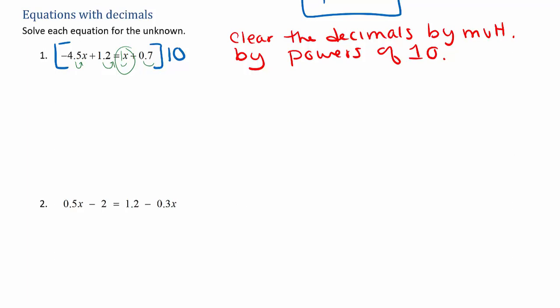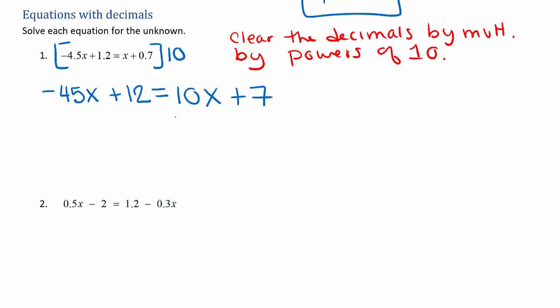Now I have to deal with that x term as well. I have to multiply the x term by 10 as well. So let's see what we get. When we multiply negative 4.5 times 10, that becomes negative 45x. 1.2 becomes 12. Even though that x term doesn't have a decimal with it, you still have to multiply it by 10. You have to multiply every single term by 10. So that becomes a 10x, and then plus 7.